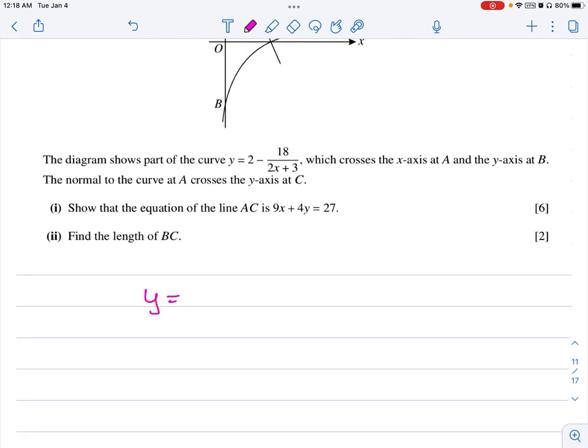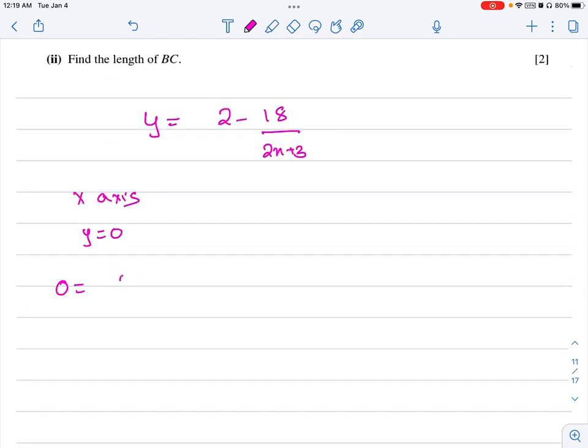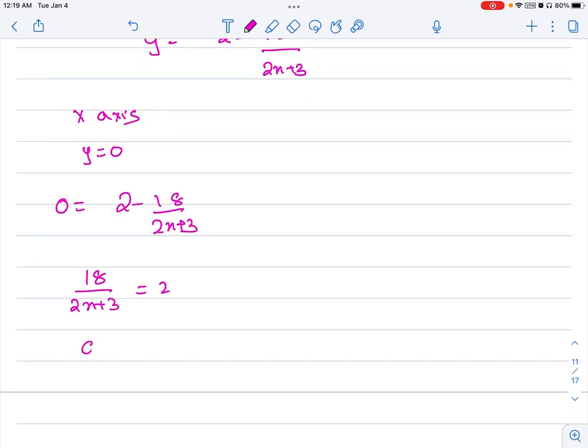So we have y equals 2 minus 18 upon 2x plus 3. It crosses the x-axis at A. x-axis means nothing but what? y equal to 0. So plug in y equal to 0. 0 equal to 2 minus 18 upon 2x plus 3. So 18 upon 2x plus 3 is equal to 2. 9 is equal to 2x plus 3. 2x is equal to 6. It implies x is equal to 3. So the point A is 3, 0.